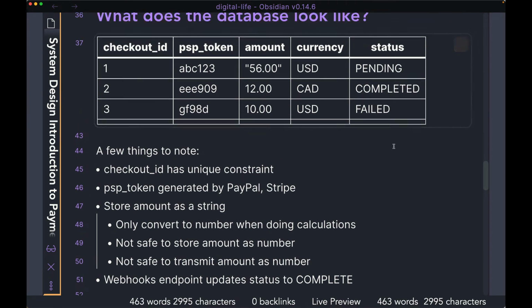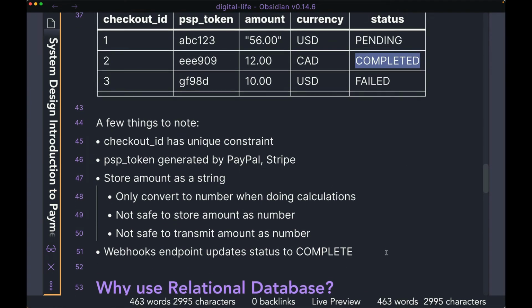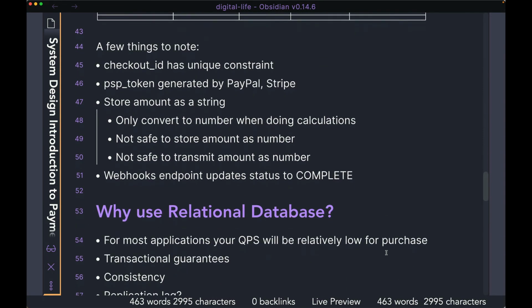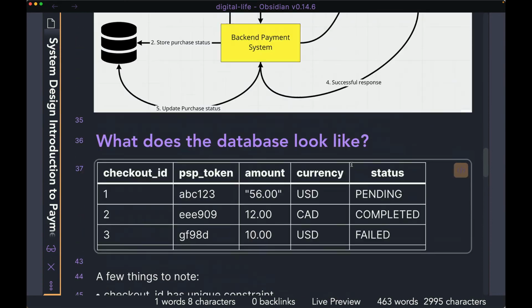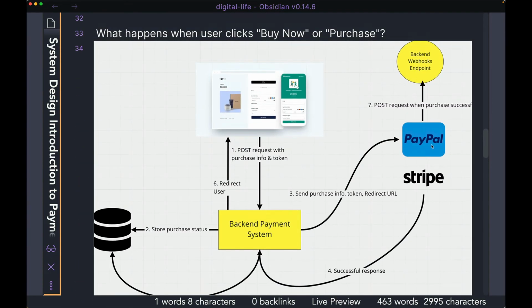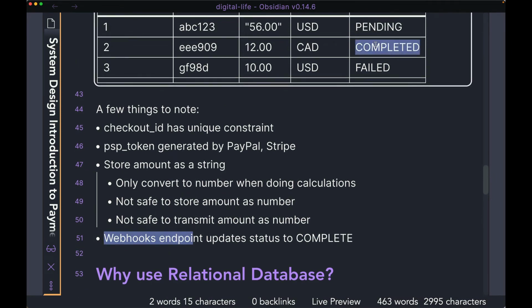And if you take a look over here, the status is completed. Ideally, if the purchase goes through immediately, your backend is just going to update it to complete. But on the off chance that the payment is taking too long, PayPal is going to call the webhooks endpoint that you register with PayPal with the purchase success information. And in that webhooks endpoint, you can update the status in the table here.